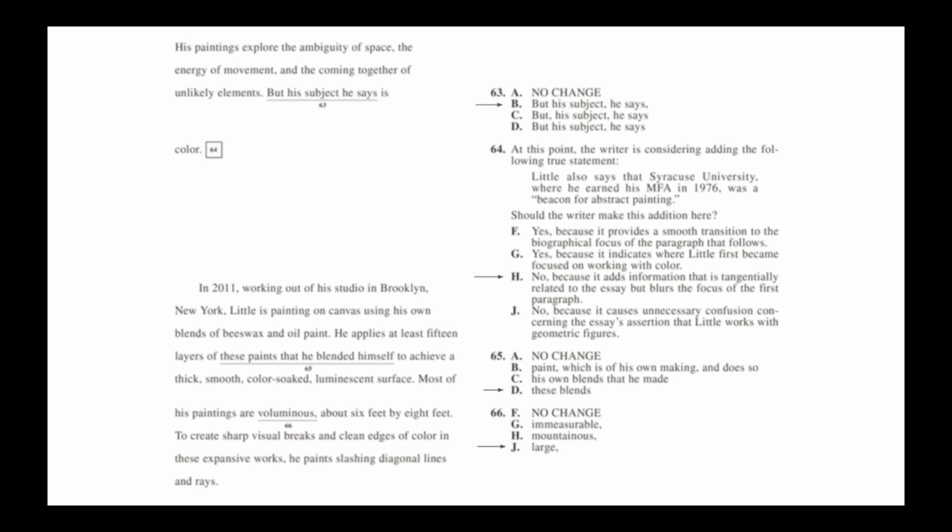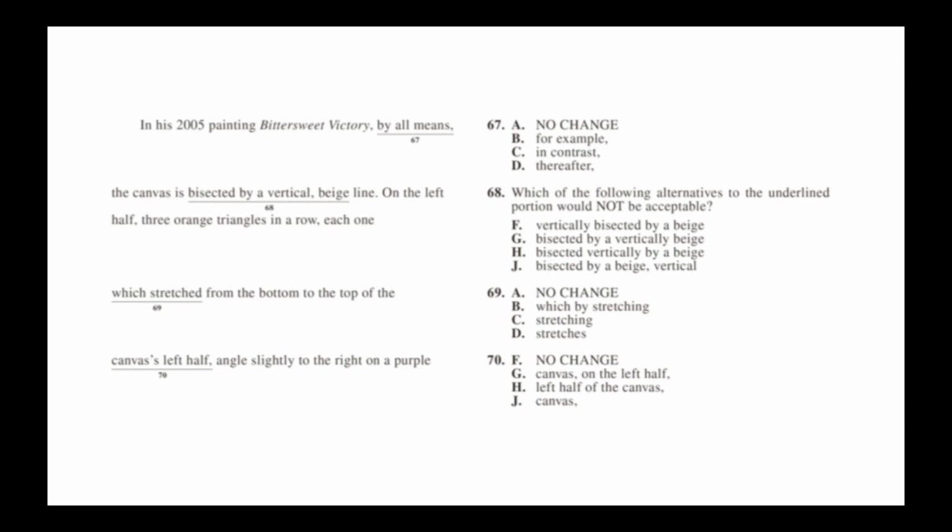If you come across a question that is asking you to choose what word is best, 9 times out of 10, the answer is going to be the shortest option that presents the idea the passage wants to in the quickest way. On to question 67 now. In his 2005 painting Bittersweet Victory, By All Means, the canvas is bisected by a vertical beige line.